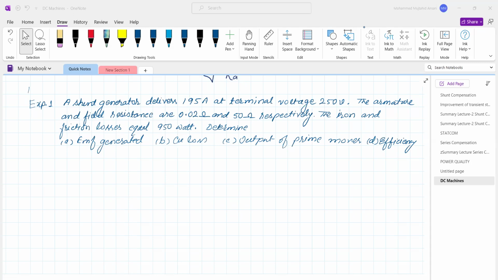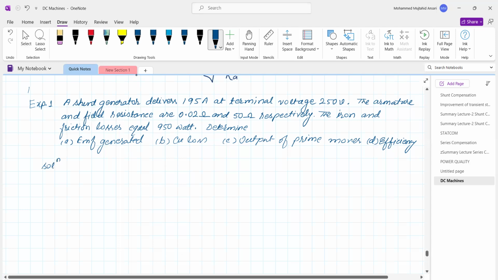This is the example. A shunt generator delivers 195 ampere at terminal voltage 250 volt. The armature and field resistances are 0.02 ohm and 50 ohm respectively. The iron and frictional losses equal 950 watt. Determine EMF generated, copper loss, output of the prime mover, and efficiency. So now we will solve this numerical.